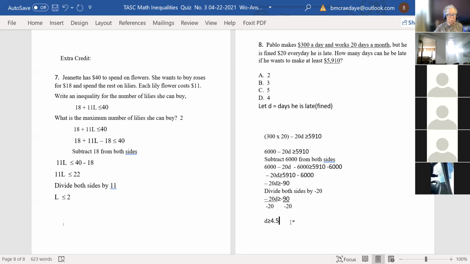Now, Vanessa, what do we have to do when we divide by a negative? What do we do to the inequality? Okay, we reverse the inequality sign. That's right. So instead of greater than, it's going to be less than or equal. Let's grab this less than or equal sign and put it here. So D would be less than or equal to 4.5.